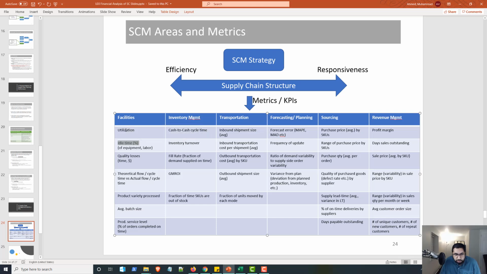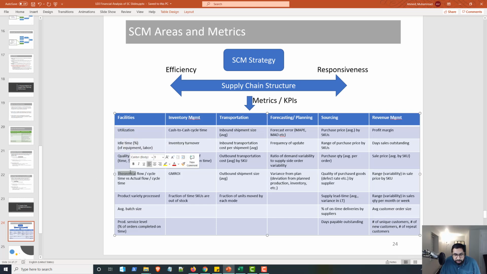Idle time has to do with utilization. The higher the utilization, the less the idle time there is. You can compute idle time for equipment and labor. You want this to be high if you are trying to be efficient. If you're trying to be responsive, you want to have excess capacity. So you want utilization to be high for efficiency, but for responsiveness, you don't want utilization to be very high. You want utilization to be a little bit low. Well, not low, but a little bit low, because you want to have some excess capacity to have that responsiveness.